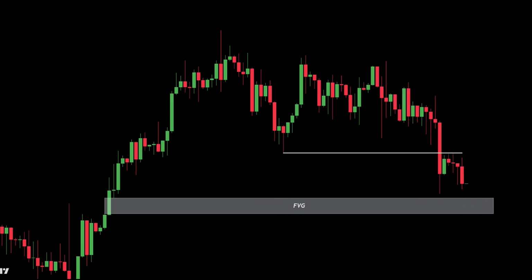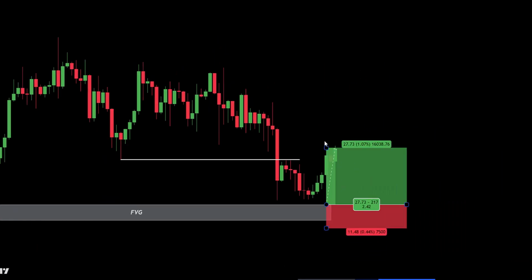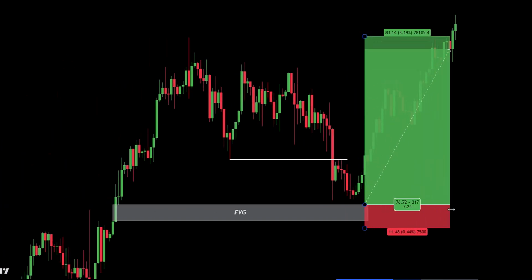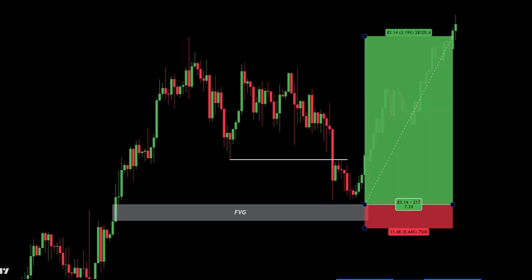Watch how price forms a liquidity pool right above that FVG. You can see that the price sweeps sell-side liquidity, reacts to the FVG and then drives upward. Of course, no strategy works 100% of the time, but the turtle soup setup is uniquely effective at catching false breakouts, giving you the edge to ride the trend as price snaps back with momentum.